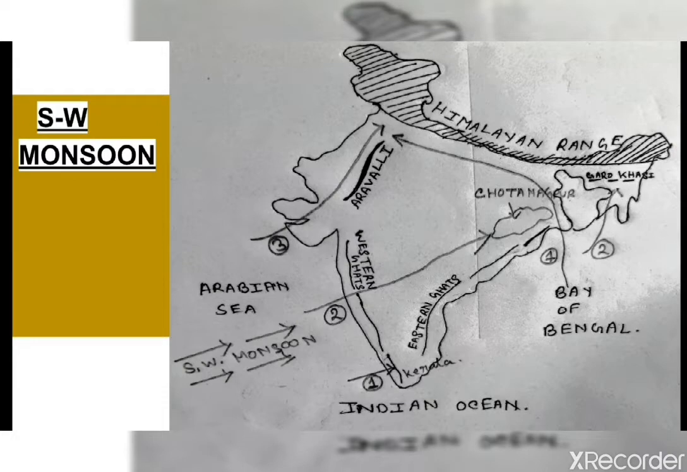Another part of this Arabian Sea branch of southwest monsoon blows towards the Aravalli range. As you can see, in Rajasthan, the Aravalli range is parallel to the direction of the southwest monsoon. So that is the reason why the Aravalli range is unable to stop this moisture laden southwest monsoon wind. This makes Rajasthan a dry area. Okay, so these are the three parts of the Arabian Sea branch.